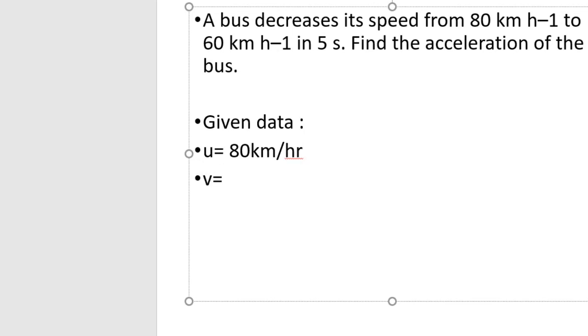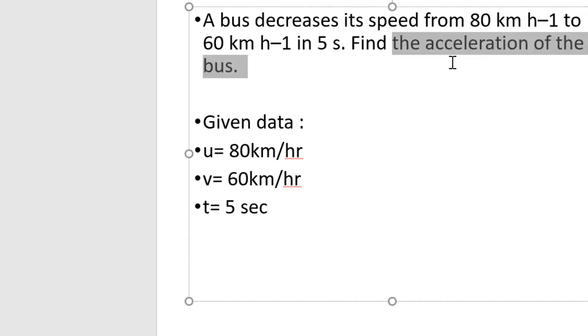What is v? It is the final velocity, because it is clearly saying the bus has changed its speed from 80, it has come down to 60. So the final velocity is going to be 60 kilometers per hour. Okay, what else is given? Time is also given. You can write the time is given as 5 seconds. So three things are given to you. You are supposed to calculate acceleration.